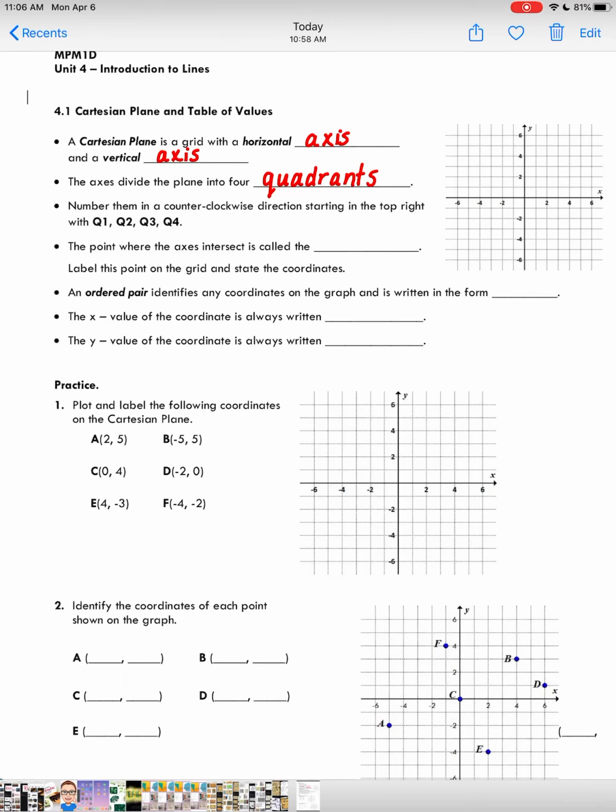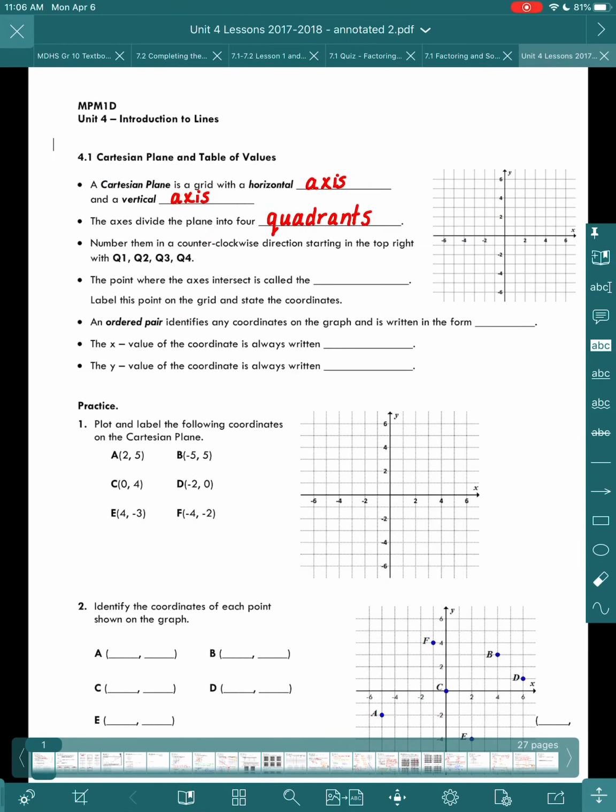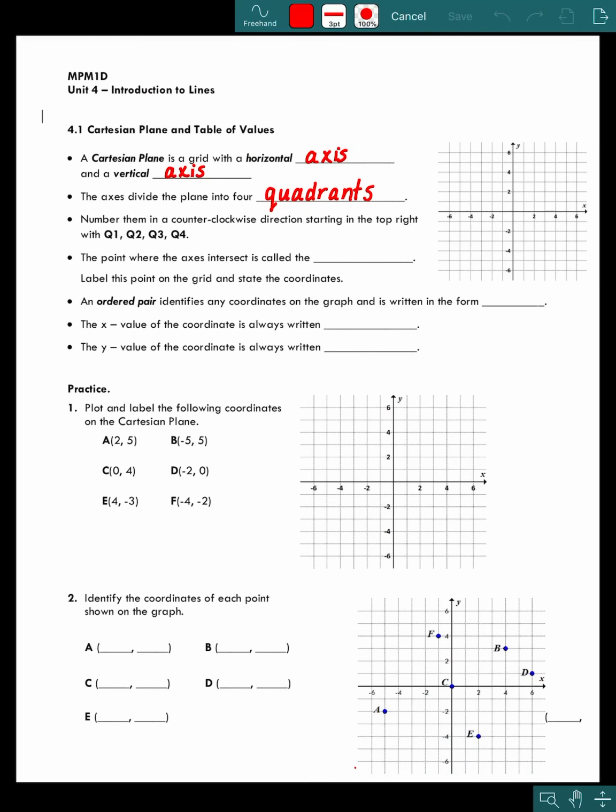on there. So first of all, I'm going to go to our note and we're going to work through it together. So you'll see it says a Cartesian plane is a grid, and that's over here, with a horizontal axis and a vertical axis. Horizontal means like the horizon, going back and forth that way. Vertical means up and down, going this way. So there's the horizontal axis, the x-axis we call it, and there's the vertical axis, the y-axis.